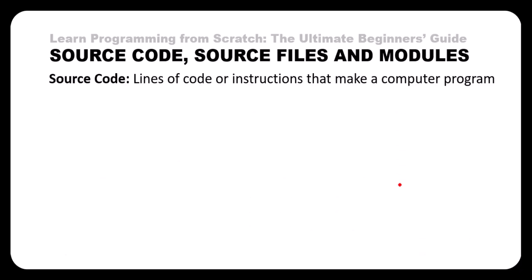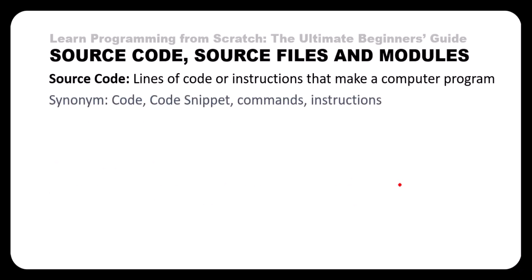Okay. So what exactly is source code? Source code simply means the lines of code, or the instructions, that make a computer program. All the lines of code that you have in a computer program, that is what you call source code. So when people are talking about source code, they mean the actual instructions that make up a computer program.